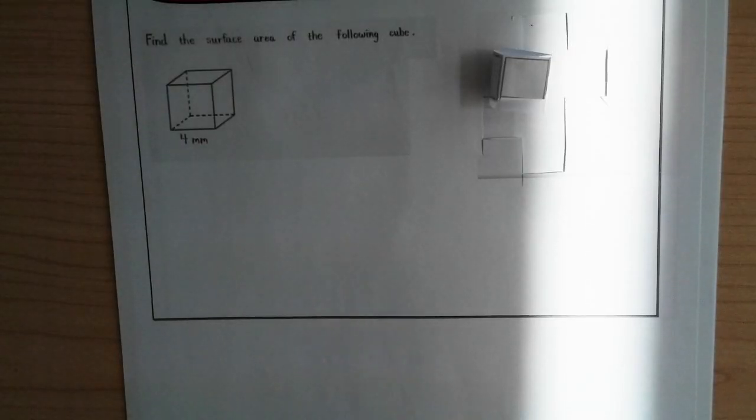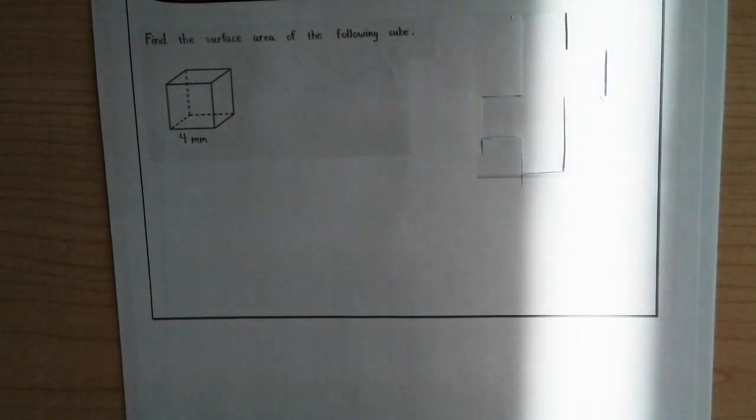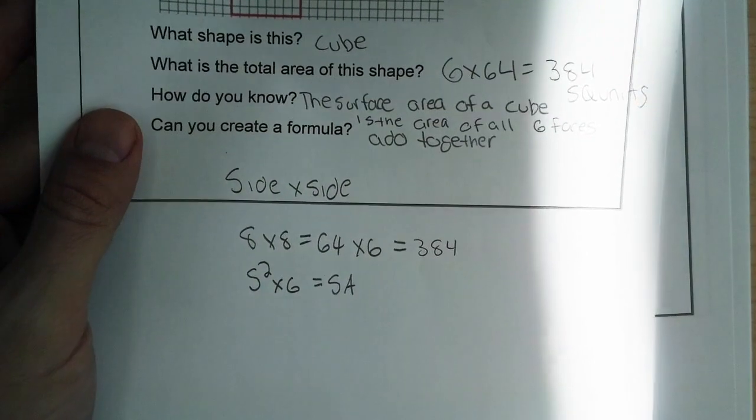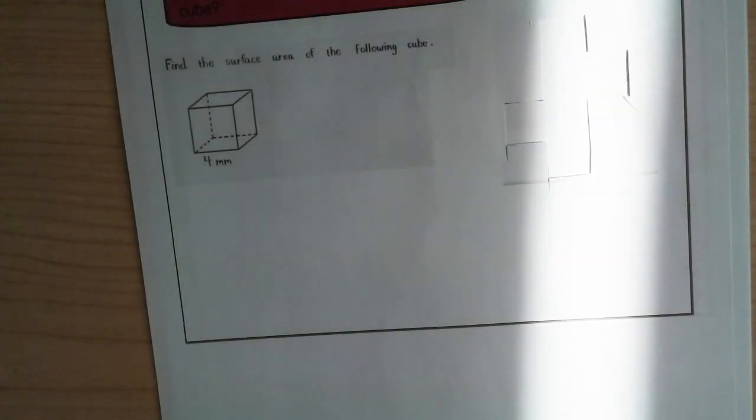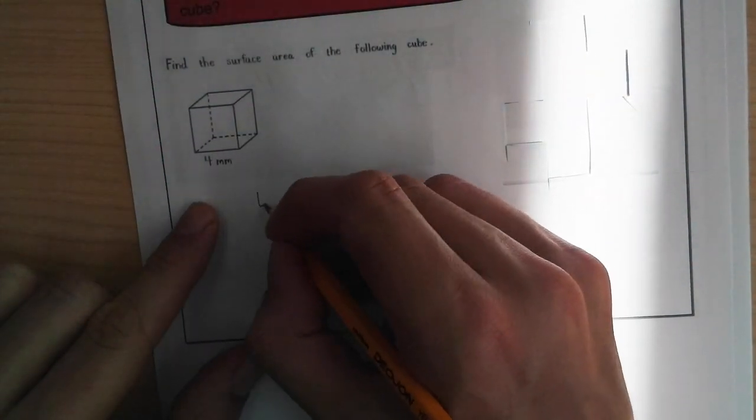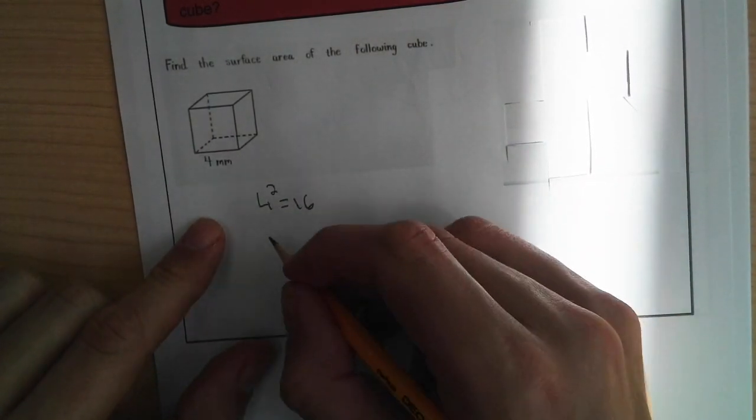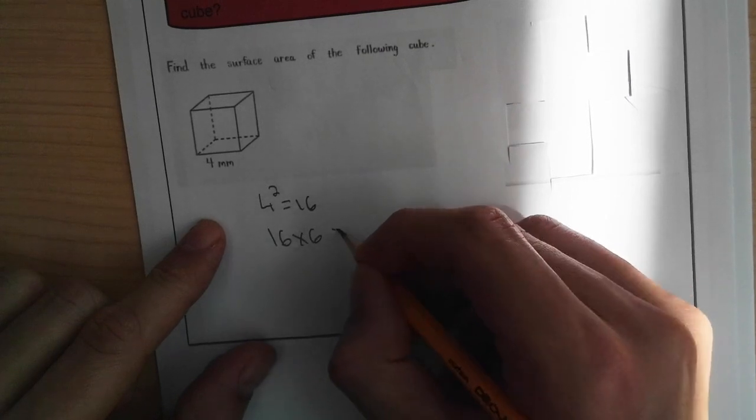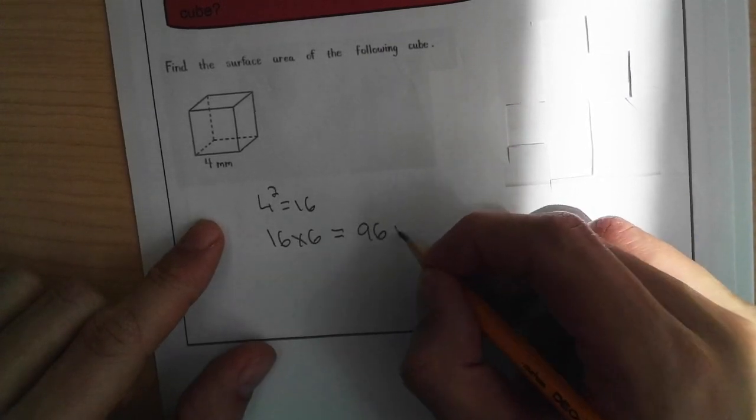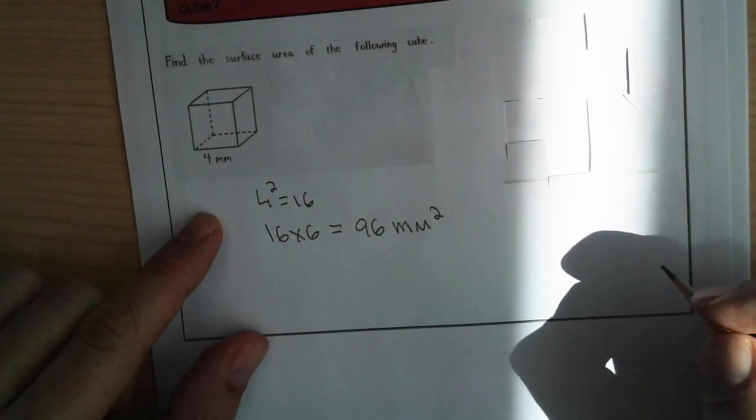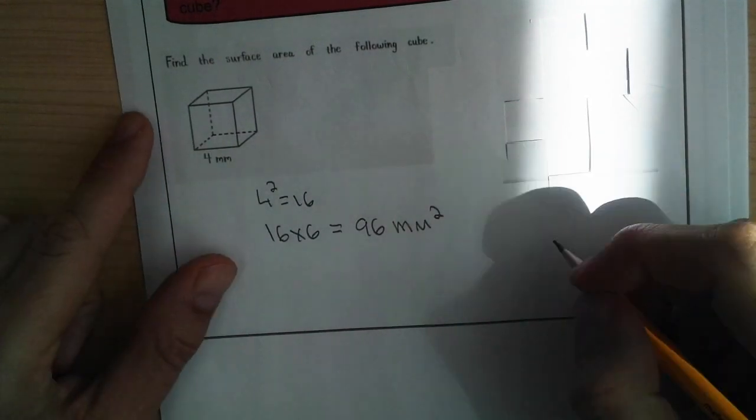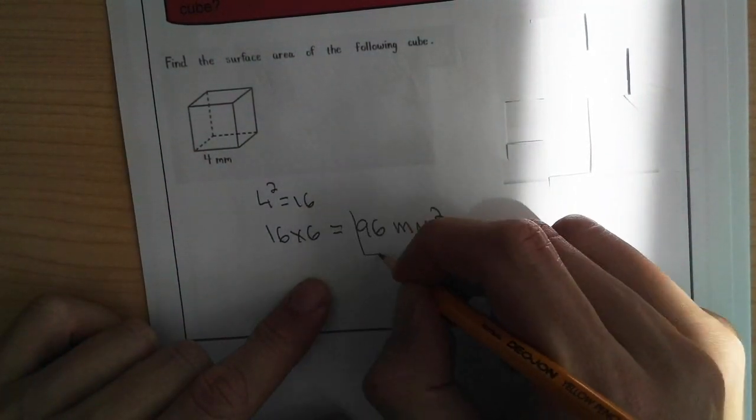So if we think about our previous example, to find the surface area of a cube, we can use side squared times 6. So 4 squared is 16, and 16 times 6 is 96 millimeters squared. So the surface area of the following cube is 96 millimeters squared.